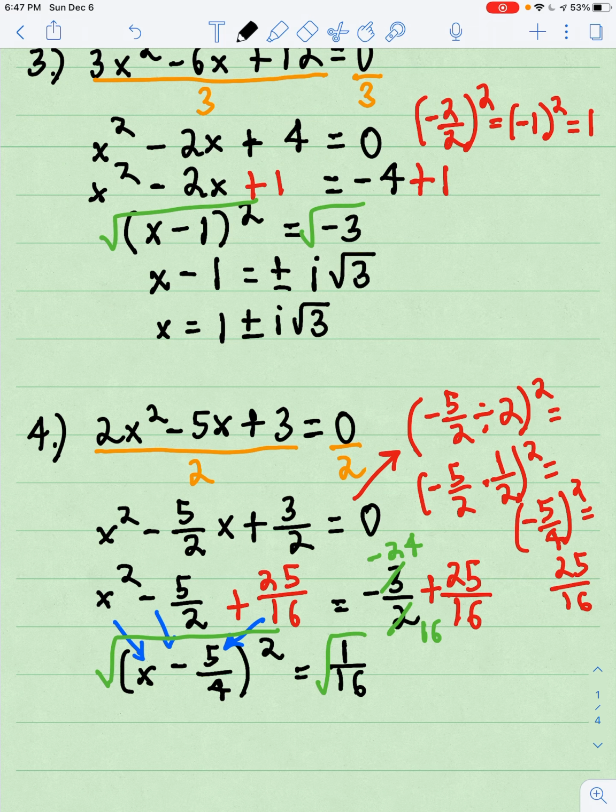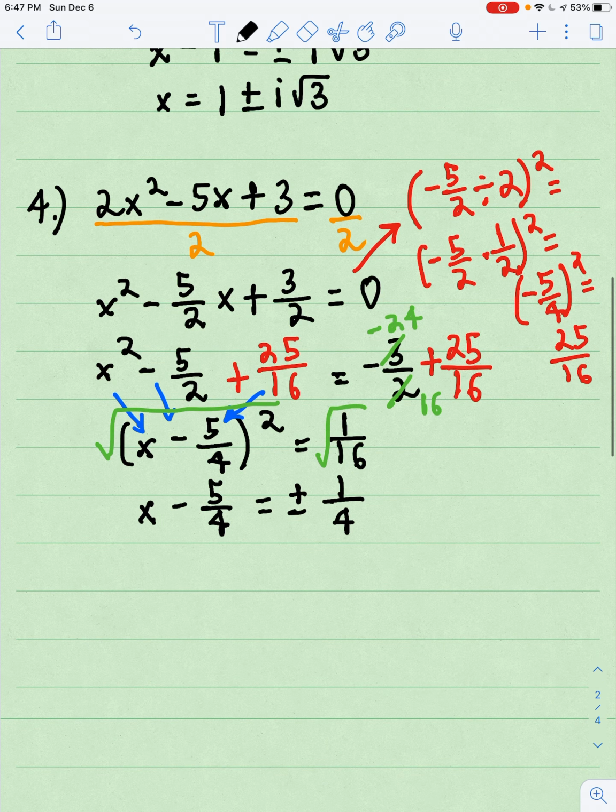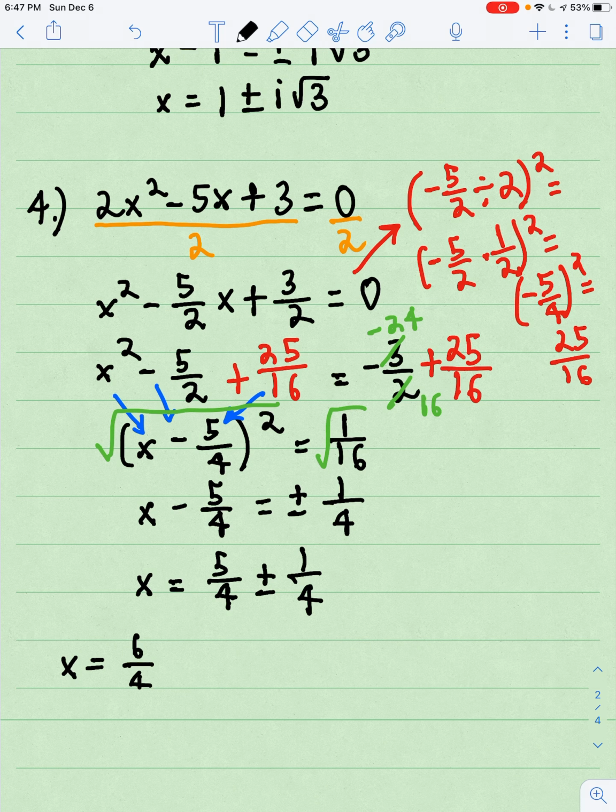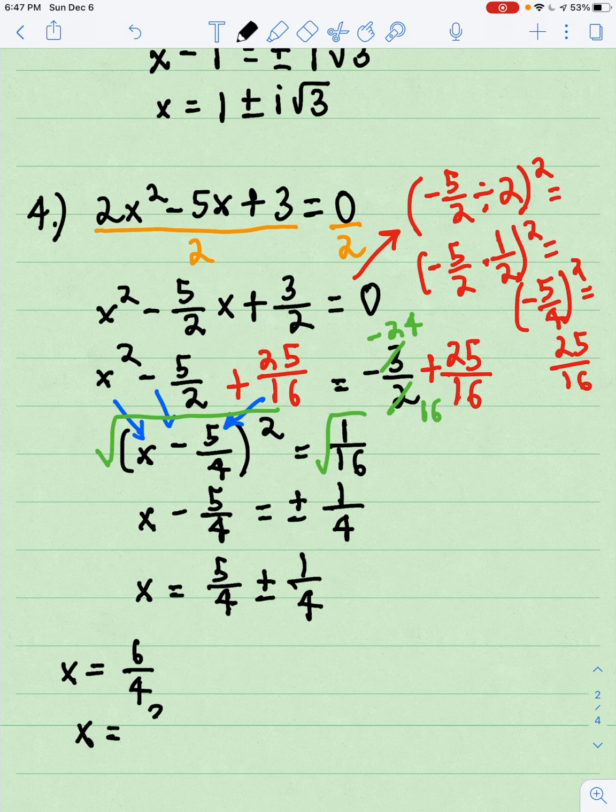And what results is the quantity x minus 5/4 on the left and plus or minus 1/4 on the right. If we add 5/4 to both sides, that gives us 5/4 plus or minus 1/4. And if we separate, 5/4 plus 1/4 is 6/4, which we can reduce to 3/2. Or on the right, 5/4 minus 1/4 is 4/4, which means x equals 1.